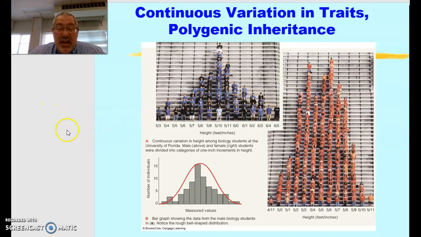So in the example, you see male and female students from a biology class at the University of Florida, just indicating this bell-shaped distribution of height. So these were some examples of some exceptions to Mendel's rules of inheritance, and maybe this provides you with a little bit of insight into how traits might be inherited.